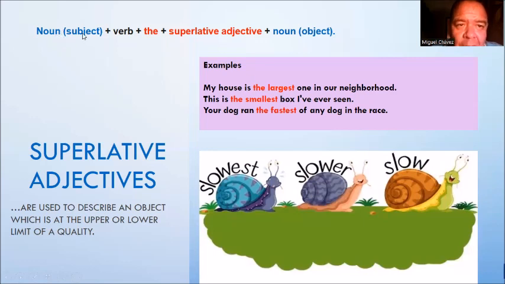For the superlative form, we are going to use this structure: noun, the object, plus verb, plus the before the adjective in superlative form, then the complement. Superlative adjectives then are used to describe an object which is at the upper or lower limit of a quality.